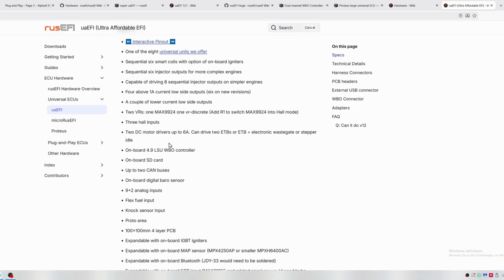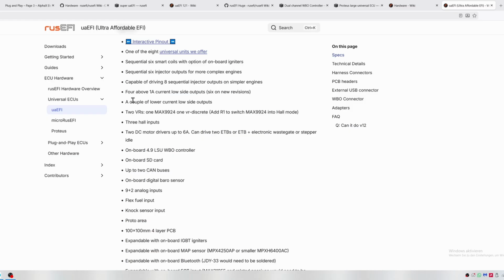Both have 2 DC motor drivers, so they can use electronic throttle bodies or even electronic wastegates or stepper idle valves. Although if you have a stepper idle, honestly, I would rather go for a normal PWM idle, because they are more common and you're not wasting a DC output that could be used for an electronic wastegate or electronic throttle body. Both of them have an onboard 4.2 LSU wideband controller, so that is basically all across the range for these ECUs, although the more expensive ones have 2.